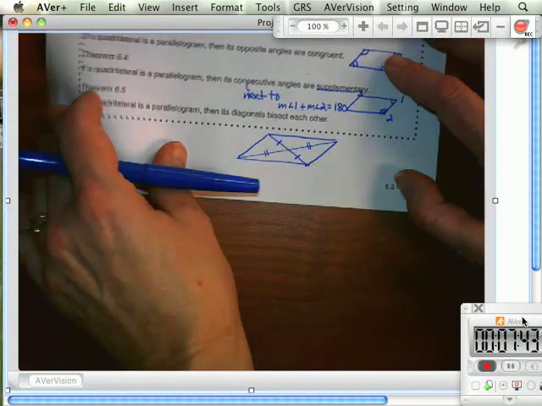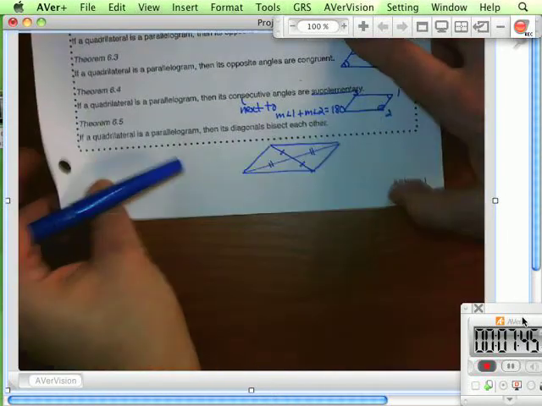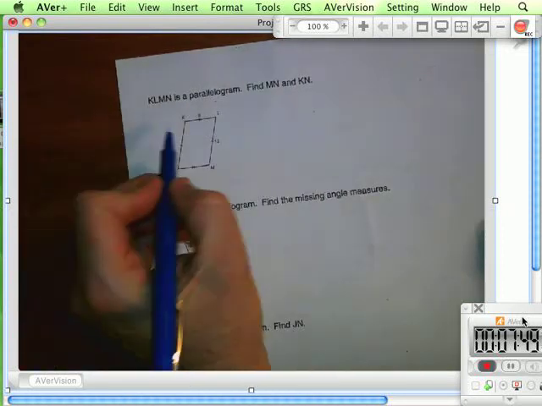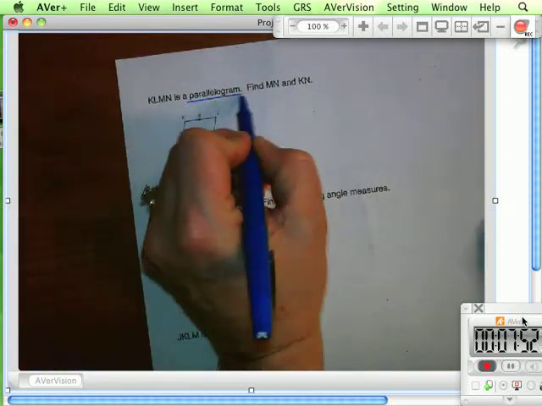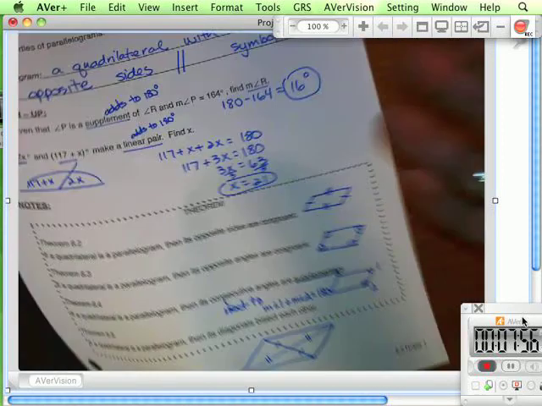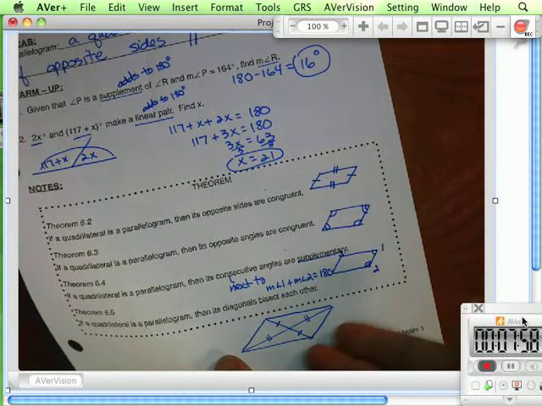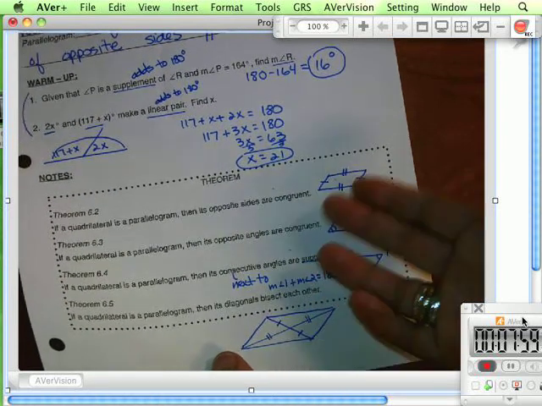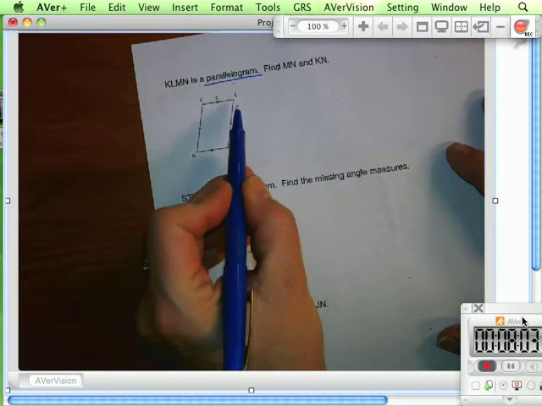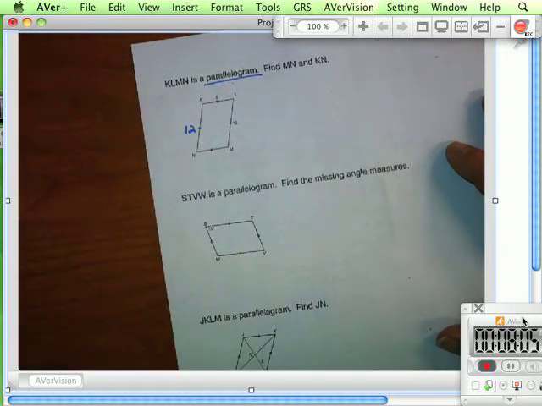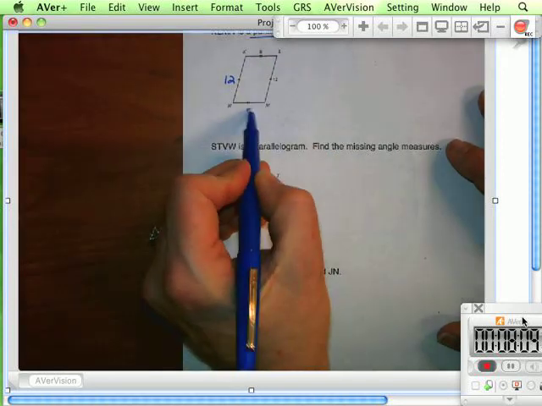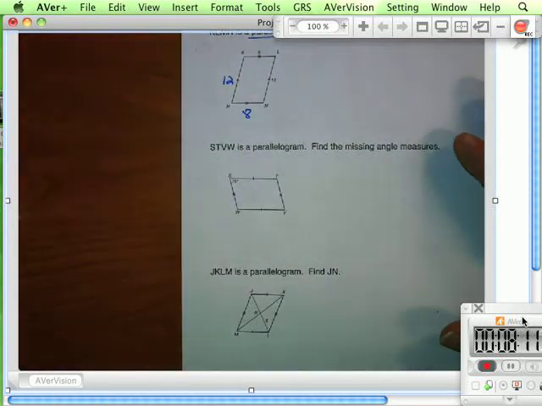All right, let's apply some of these on the back side. So they're telling me that KLMN is a parallelogram. Therefore, I know that all these things are true. If they're telling me it's a parallelogram, all these things are true. So I'm going to see what I can do here. I know this is 12, so that's 12. If it's a parallelogram, I know this is 8, that means that's 8. Now I can answer my questions.